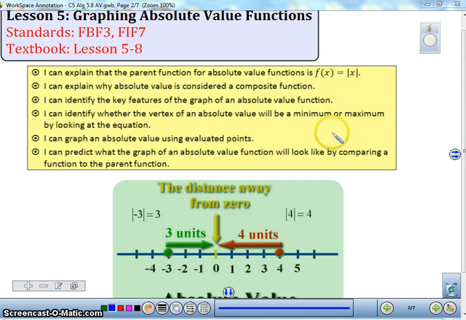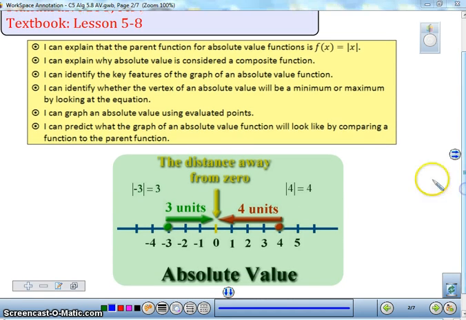I can identify the vertex of an absolute value, that it will be the minimum or maximum just by looking at our equation, and I can graph absolute value using an evaluated point. The last part of it is that I can predict what the graph of an absolute value function will look like, comparing it to other parent functions.